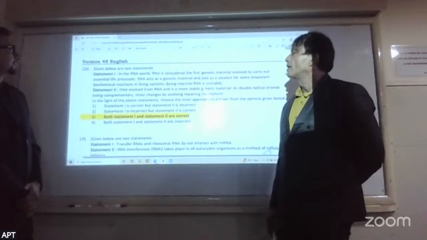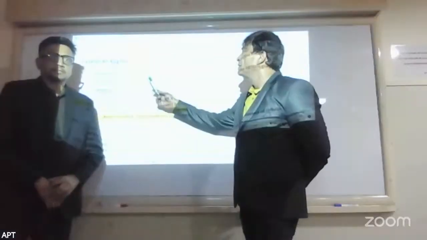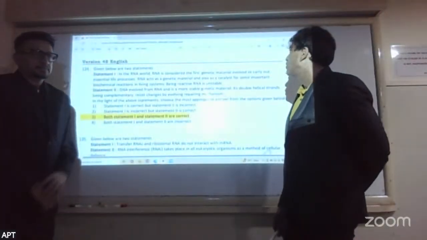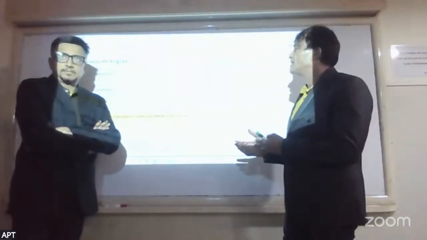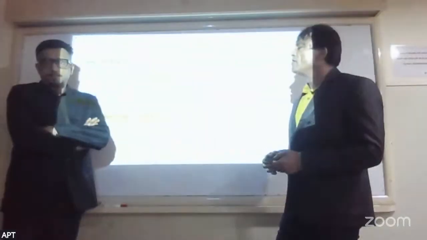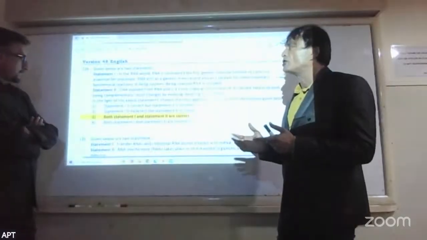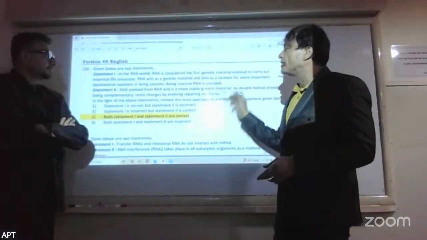Sachin. Okay, now these are two long statements from molecular basis. In the RNA world, RNA is considered the first genetic material evolved to carry out essential life processes. RNA acts as a genetic material and also as a catalyst for some important biochemical reactions in living systems. Being reactive, RNA is unstable. This is statement 1. These are a group of statements, but all of them are true.